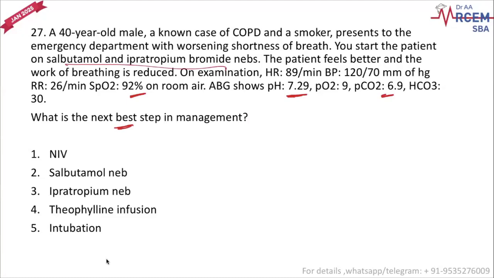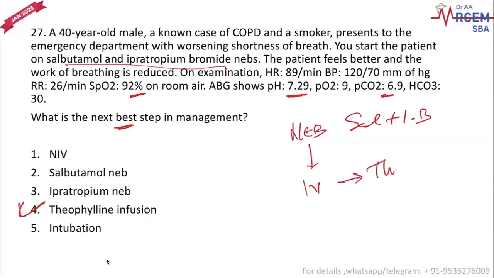Anyone else want to answer? One of you has answered as one. Yes, you can give theophylline infusion for this patient before jumping into an NIV. So the sequence of treatment is nebs. What are the nebs? Salbutamol plus ipratropium bromide, what you are giving. Once you are done with this, give an IV drug. Only one IV drug is given in a COPD patient, that is theophylline.